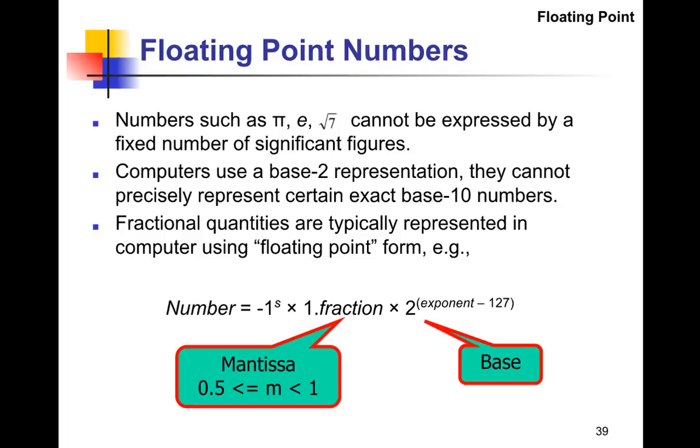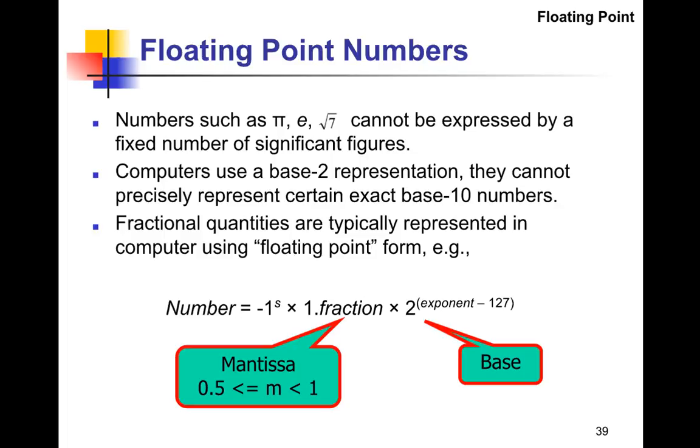So the way we do that is we use what's known as floating point. And you have to remember, computers use a base 2 representation. They cannot precisely represent certain exact base 10 numbers. So even if it is a base 10 number that you could represent exactly in base 10 digits, that doesn't mean you could represent it exactly in base 2 digits. It might go on and on forever. There are some funny things like that. You're probably used to that in base 10: 1/3 could be represented in base 3 with 1 digit or 2 digits, but in base 10 it's 0.333333, and it goes on forever, right?